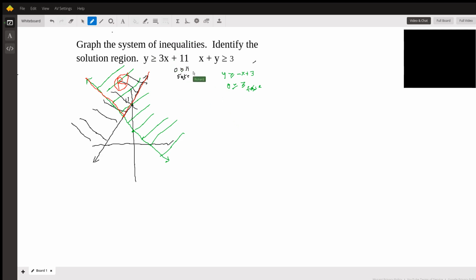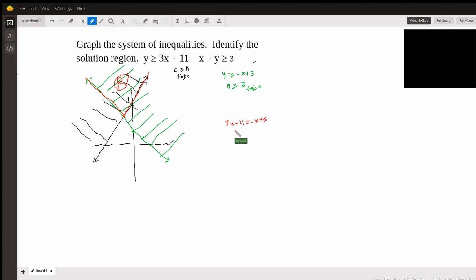And we'll stay with red. So you're going to just set these two equal to each other. So you have 3x plus 11 equals negative x plus 3. See what I did? So this is just y equals this, y equals this. And if both statements are true, then they have to equal each other.